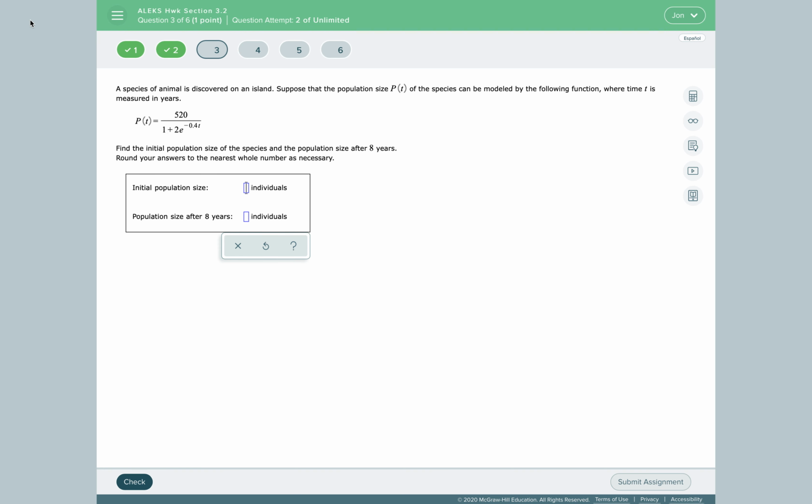Okay, for what we have in number 3, we have a species of animal is discovered on an island. Suppose that the population size P of t of the species can be modeled by the following function, where time t is measured in years. So we have this particular formula, and it says to find the initial population size of the species, as well as the population size after 8 years. And it says to round your answers to the nearest whole number as necessary.